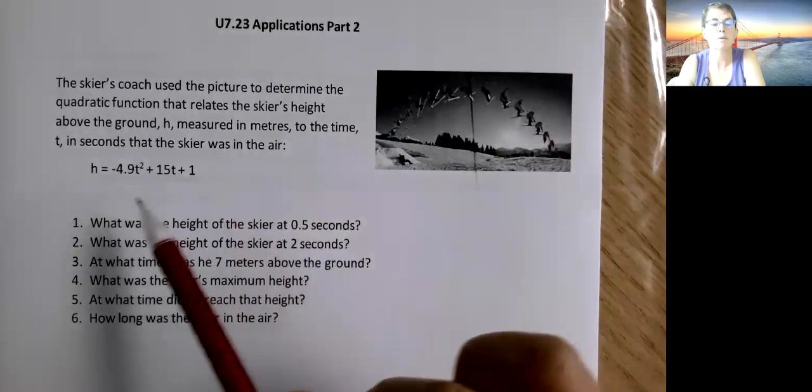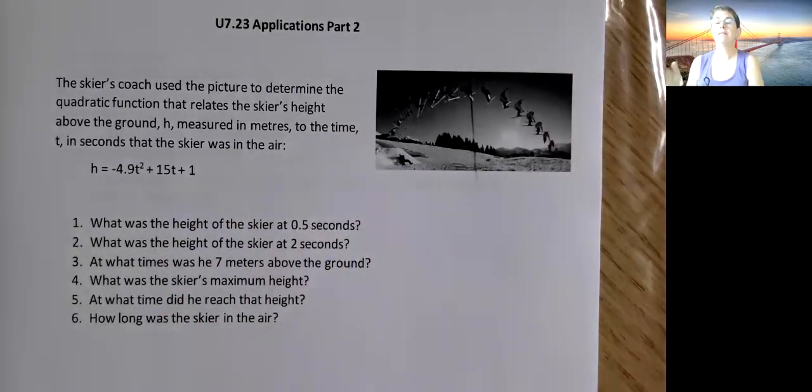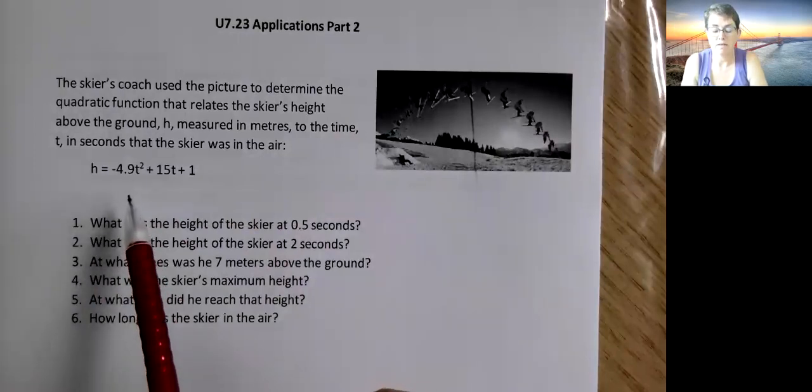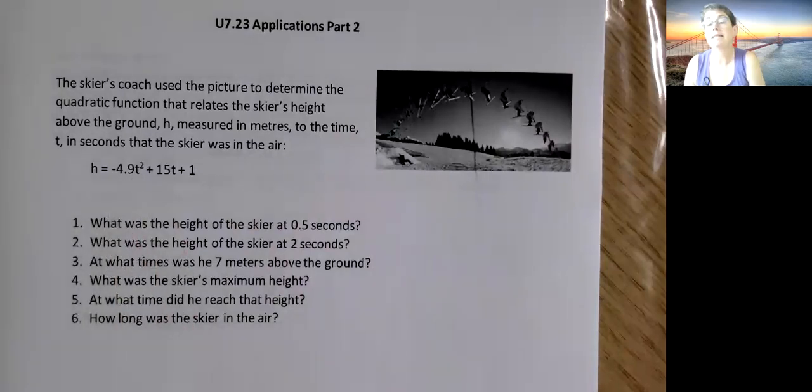So there's our formula. You're going to see this negative 4.9 t squared a lot of times anytime you have something that's up in the air, because this is actually the force of gravity, acceleration due to gravity. So this is pulling you down. Just a bit of physics coming at you.